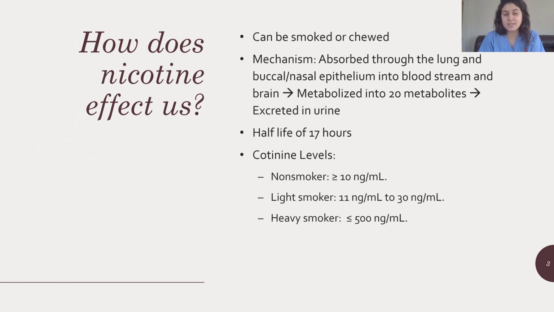So how does nicotine affect us? It can be either smoked or chewed, classic cigarettes to the modernized e-cigarettes or using dip, and they all follow a general mechanism. So depending on the method of absorption, they can either then be absorbed into the lungs or buccal and nasal epithelium, into the bloodstream, and then the brain. Then they are metabolized into 20 metabolites and excreted in our urine.